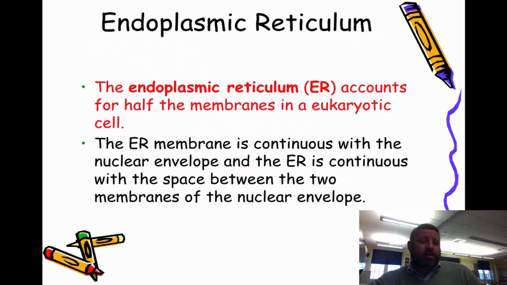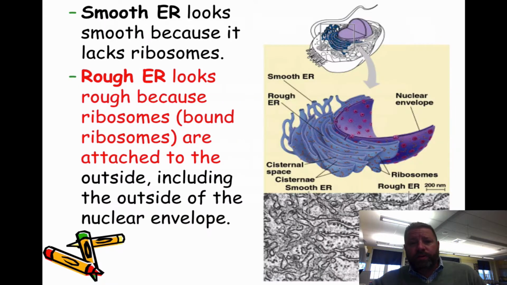One of the things we talked about a little bit too was the fact that smooth ER produces more membrane, and smooth ER produces hormones and steroids, where rough ER produces proteins and stores proteins. So here's a quick diagram of it.